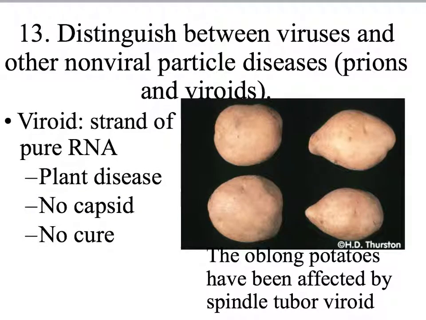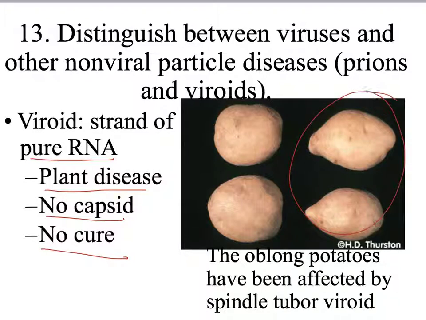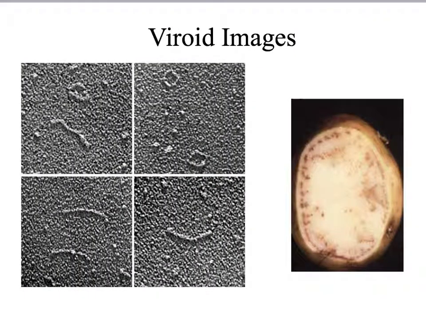I just want to talk briefly about these other non-viral particles that can cause diseases. Viroids are just a strand of RNA. They usually cause plant diseases. There's no capsid, so that's why it's not a virus, and there's no cure. One example is the spindle tuber viroid that causes potatoes to have oblong shapes. The potato inside becomes discolored, and here you can see those viroid particles that would infect the plant.